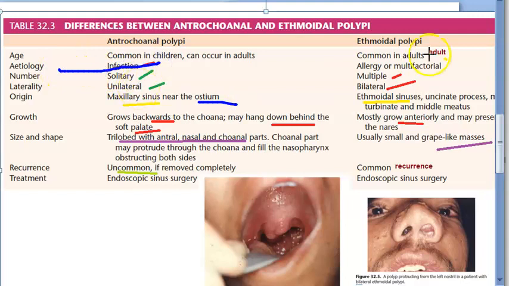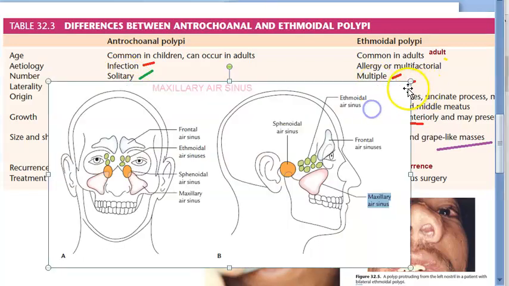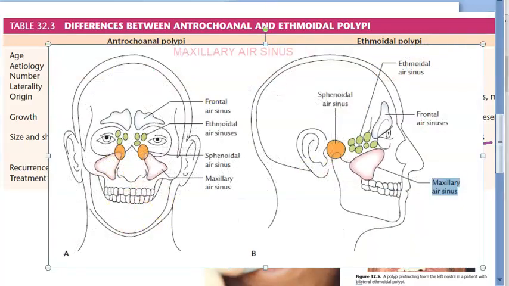Etiology is, it is infectious. Some infection has happened, okay? See, the maxillary air sinus is in pink, you can see here. And this will be the ostium, that is the opening of the maxillary sinus, right? So, from the mucosa of this sinus, if it is arising, it is becoming an antrochoanal polyp. Antrum is maxillary sinus, right? So, there will be an antral part, and then there will be a nasal part, and there will be a choanal part. So, antrochoanal polyp, okay?